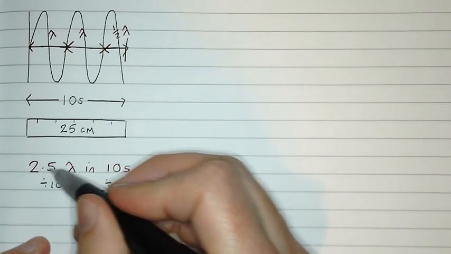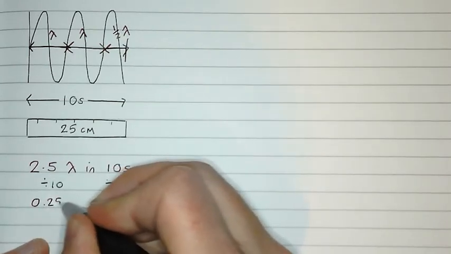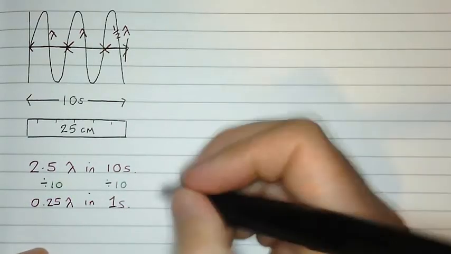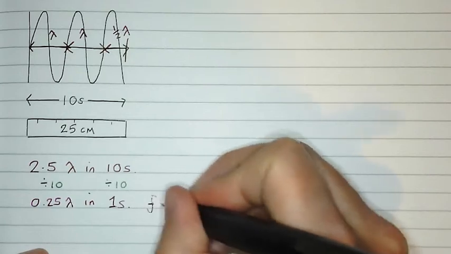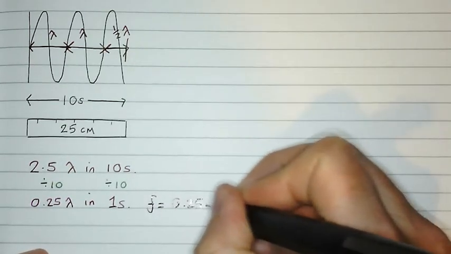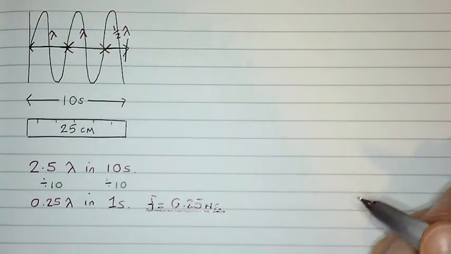And 2.5 divided by 10 is 0.25. So we've got 0.25 waves in 1 second. So our frequency equals 0.25 hertz. So that's our first bit of information that we've got.